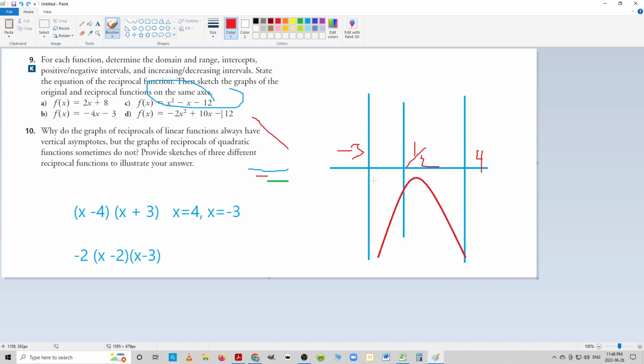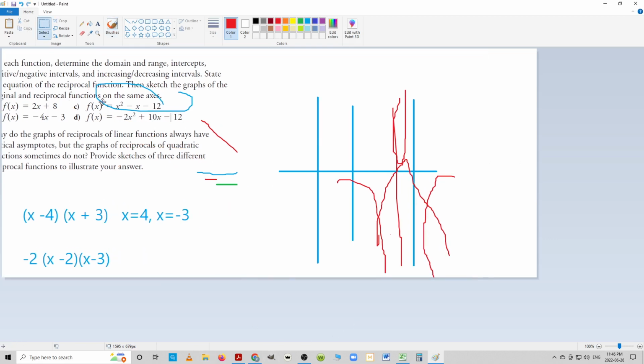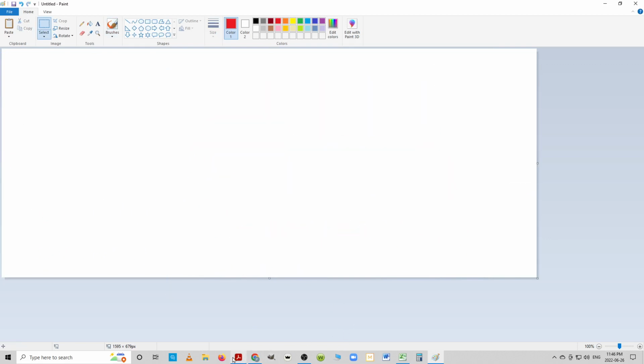Because the other one is facing downwards and going through the points 2 and 3, so it's going to be over on this side. Its inverse graph is going to look like that. Plug them into Desmos and you'll see. Very much what we did in the first 9 and 10. That's why I don't want to do it again.